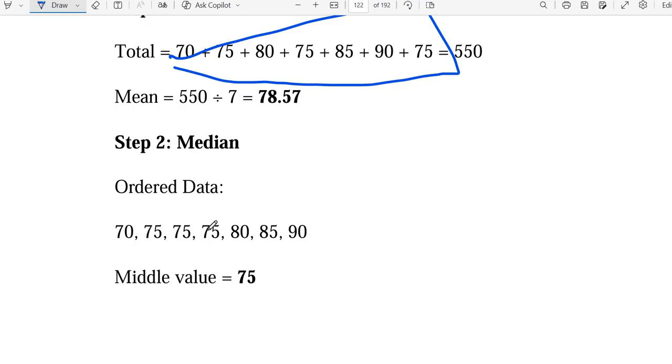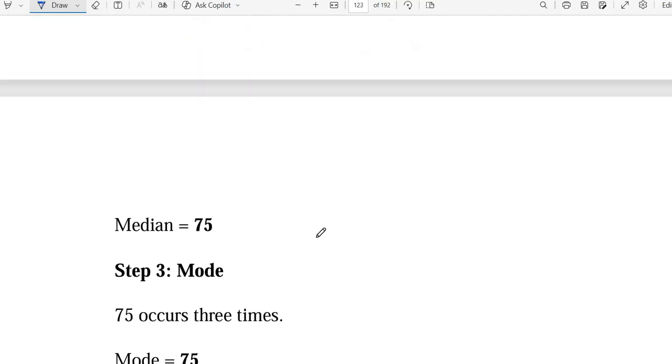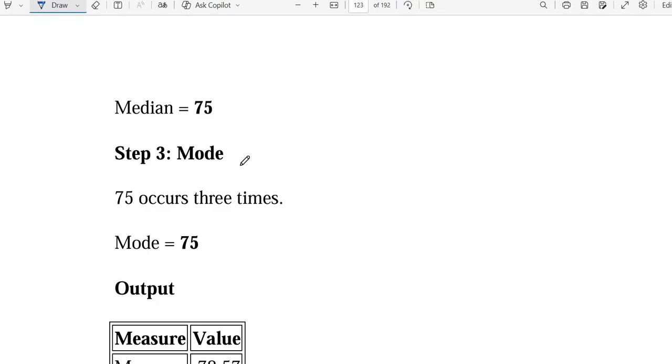1, 2, 3, 4, 5, 6, 7. Yes, it is 7. So we don't have to use the formula for even numbers because it is odd. These are odd numbers, that is 7. Right? So what is the middle term? The middle term is 75. 3 terms here, 3 terms here, and the middle term is 75. That is our median.